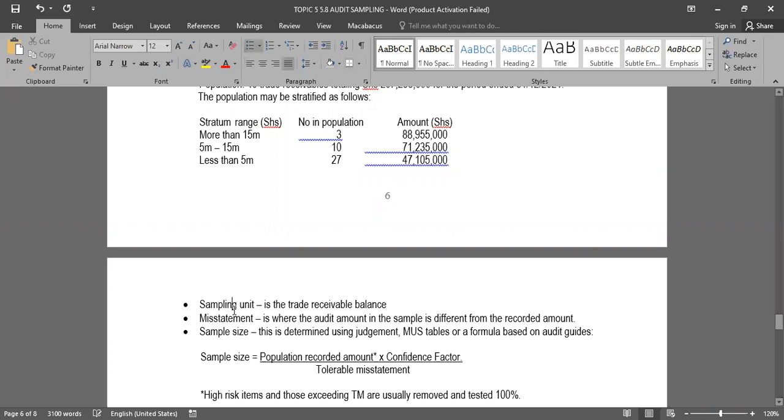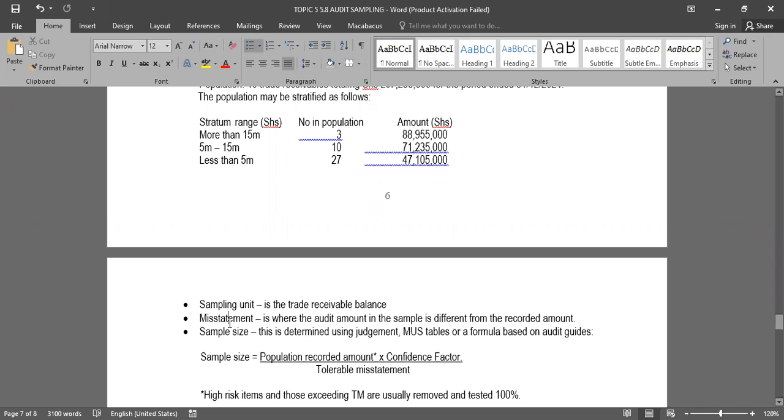Okay, so we're saying you come up with the population, then you'll come up with a sampling unit, which you already talked about. This is the item you're going to look at. In this case, it's data; you're going to look at the data themselves, what you're calling trade receivables balances.